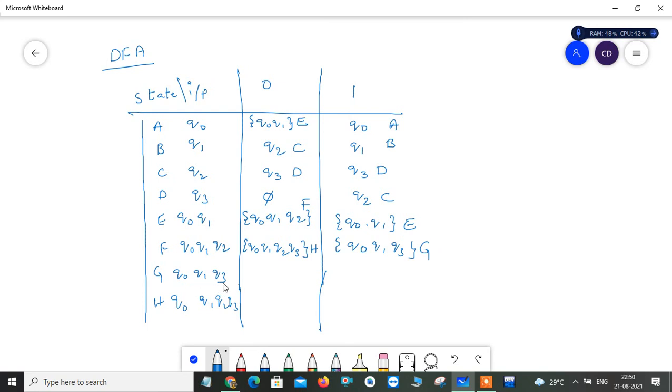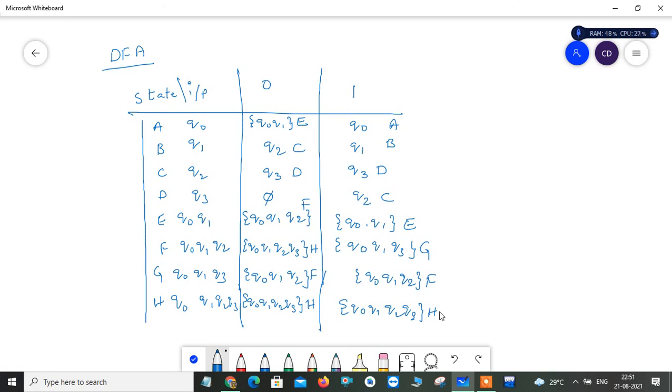So for {Q0, Q1, Q3}, I'm getting transitions to {Q0, Q1, Q2}, which is simply F. And here also {Q0, Q1, Q2} is nothing but your F. And for {Q0, Q1, Q2, Q3}, we are getting the same state {Q0, Q1, Q2, Q3}, so simply it is H. And here also we are getting the same, so this is H. So now this is an equivalent DFA.